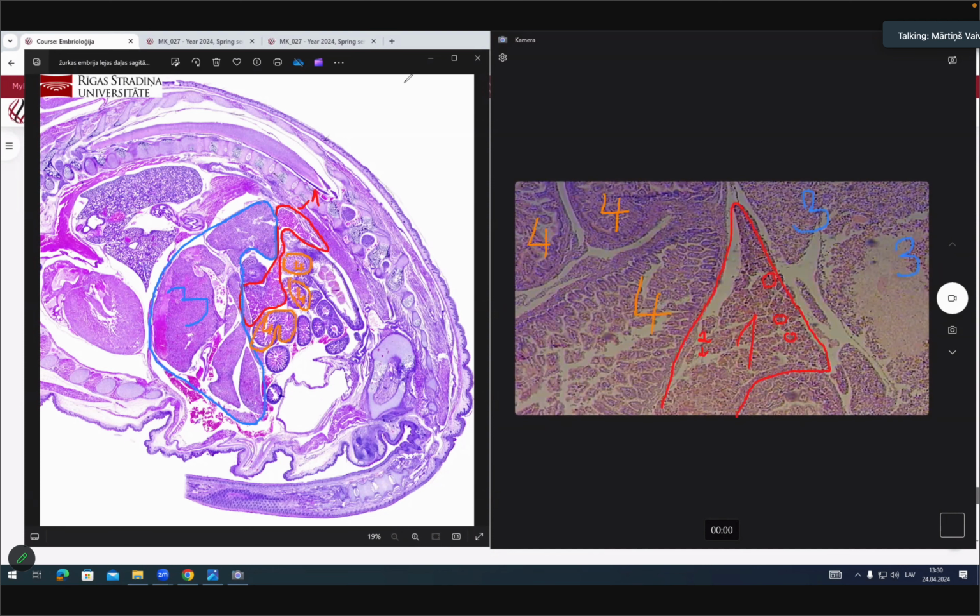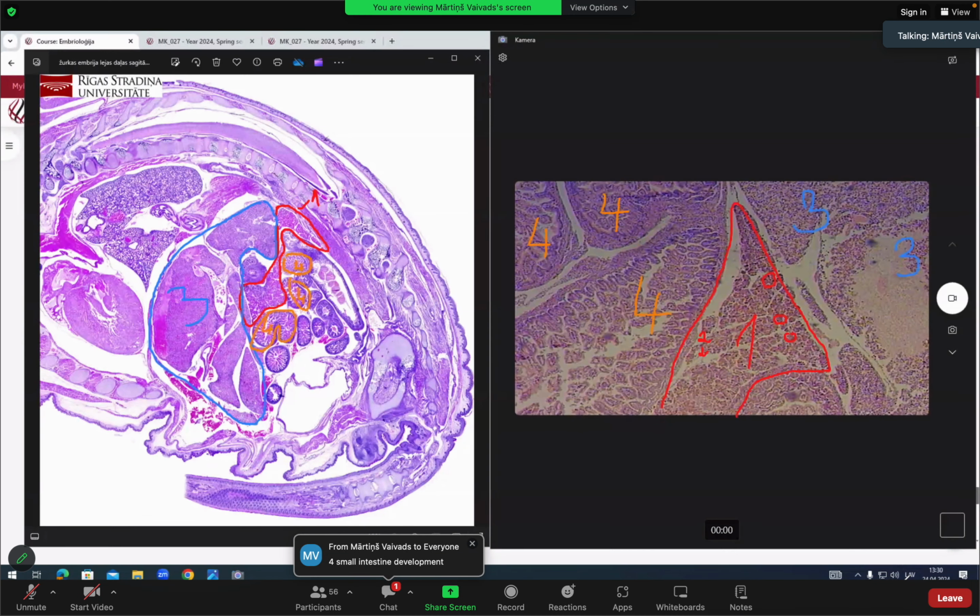No, you don't need to recognize that. Technically, you can try, but it's the rat embryo, so it's up for discussion. Is it really that specific lobe or fragment of the lobe? Orange color structure, small intestine development. So number 4, small intestine development. That's the orange structure, small intestine.